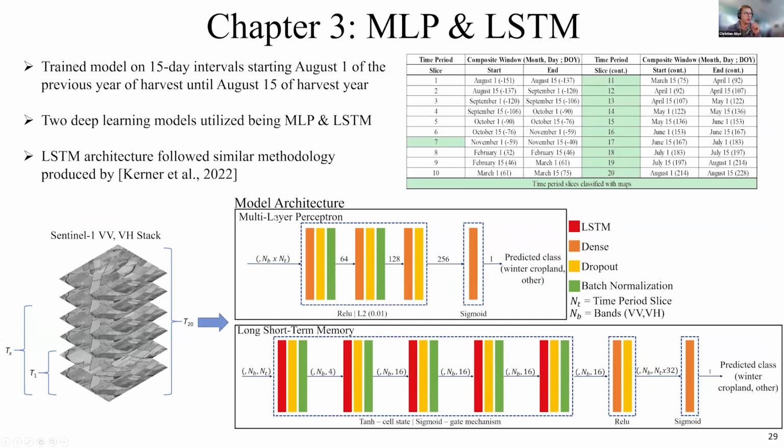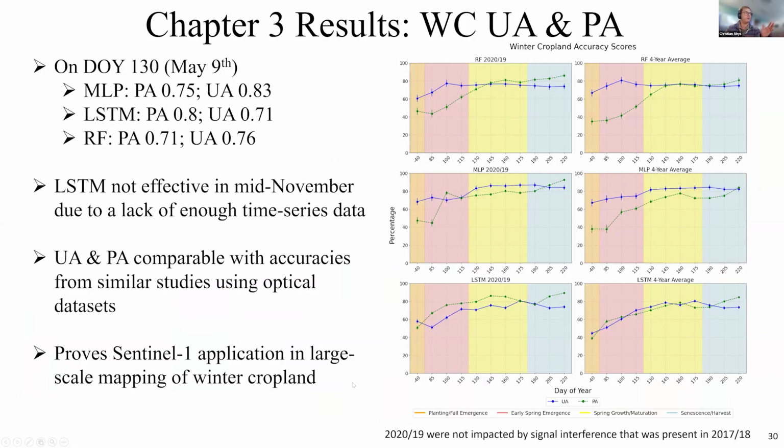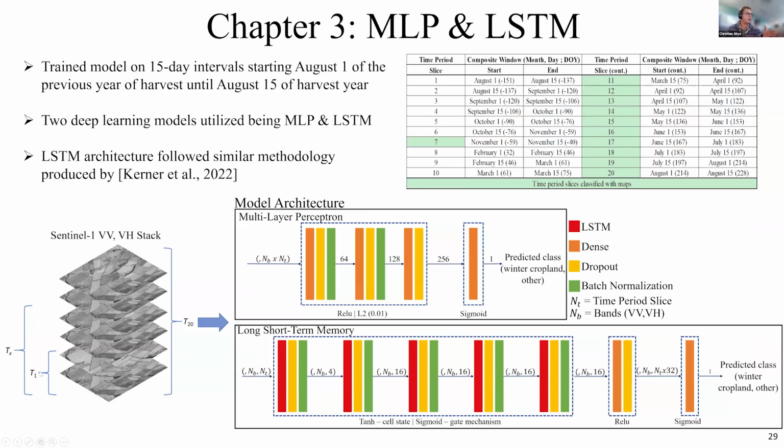So for example, this is the MLP on the top, and then the long short-term memory model on the bottom. This is what the general architecture of both models looks like. T1 is the beginning of the season, and T20 is the ending of it, i.e. T20 is all of your features, while T1 is just a single grouping of your features. Then you feed them in like so, and get your predicted class of winter cropland or not. I hope that answers your question.